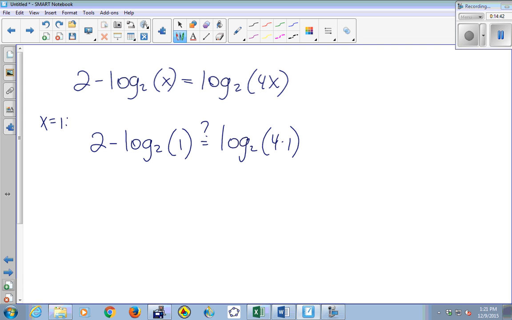All right, so we're going to simplify the two sides here. What is log base 2 of 1? 0. This is asking you, what exponent should you put on the 2 to get a 1? 0. 2 to the 0 is 1. Anything to the 0 is 1. So this is 2 minus 0. Does that equal log base 2 of 4? I just did the 4 times 1 there. What is log base 2 of 4? 2. It's asking you what exponent do you put on the 2 to get a 4? 2. And 2 minus 0 is 2. Check. Okay, so 1 is a solution.